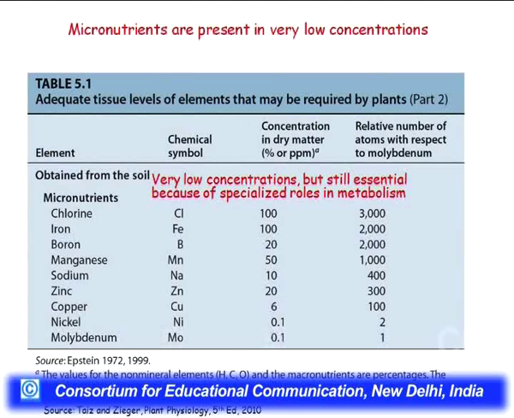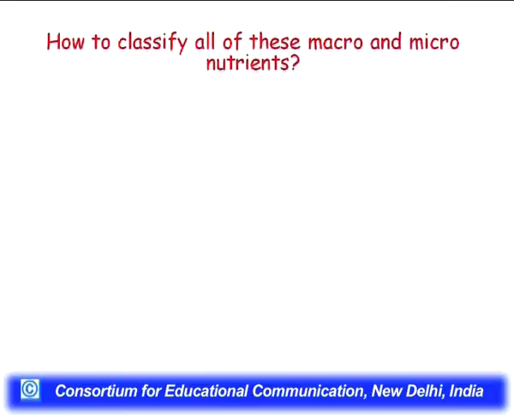So molybdenum is not required in each and every cell or in the cell wall component. It is required by some enzymes which are required for certain specific purposes. However, they are very crucial, very very important. So naturally, if you do not have them, you will have the deficiency symptom.